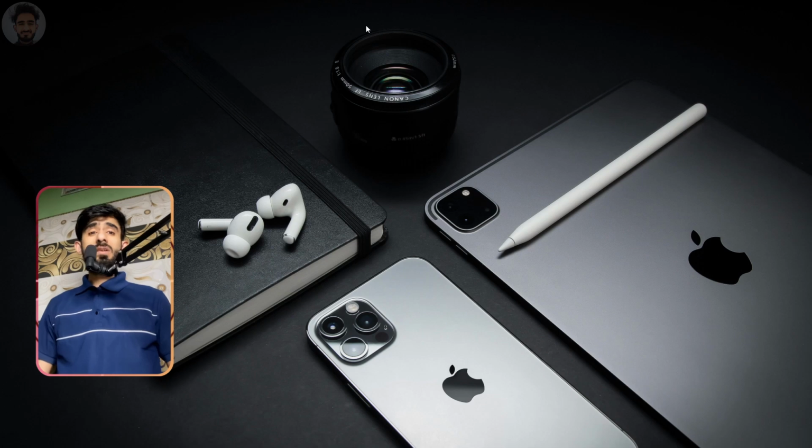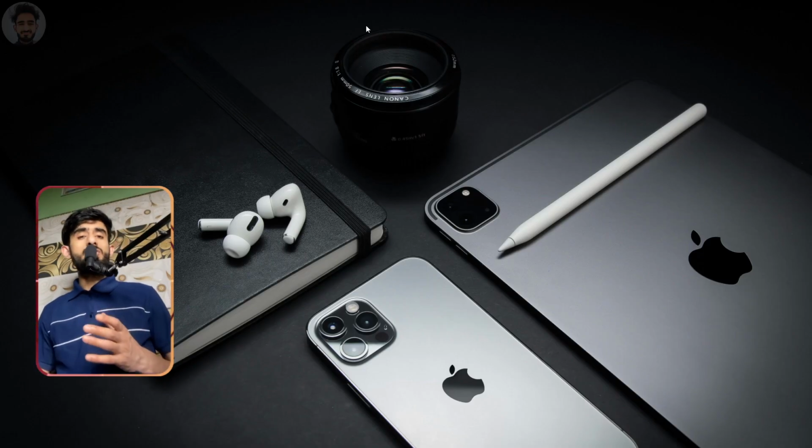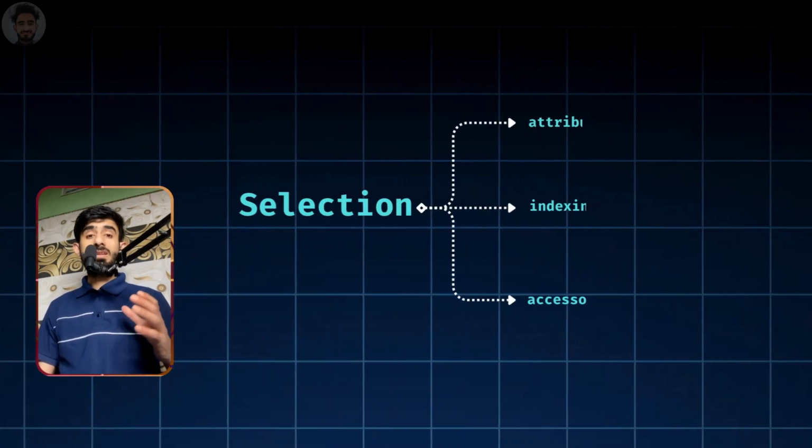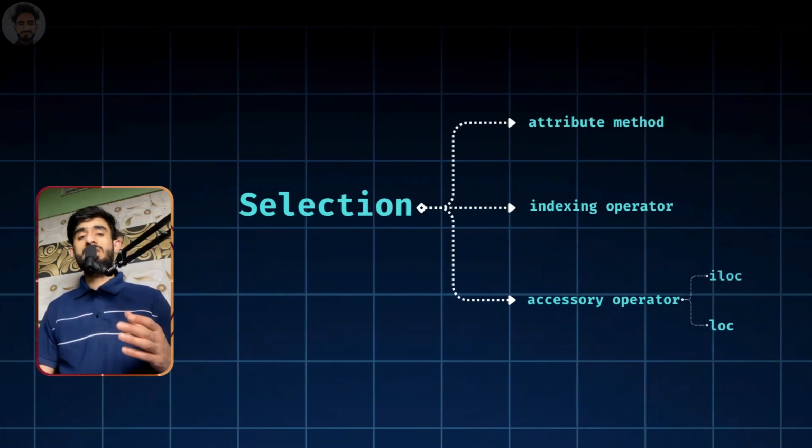Whenever you want to work with data, the first thing you would do is select the data you want to work with. So for any data work, selection is one of the fundamental things. In Pandas, selection is done in many ways. The most basic ones are the attribute method, the indexing operator, and the accessor operators.